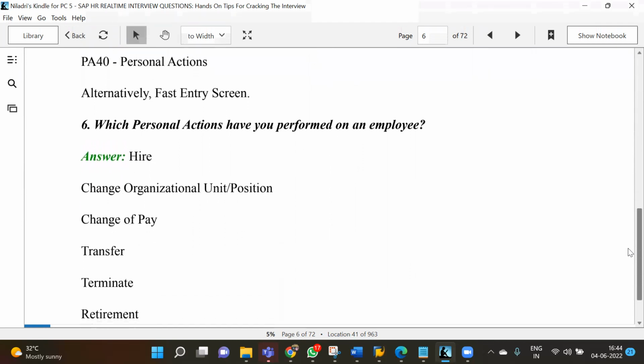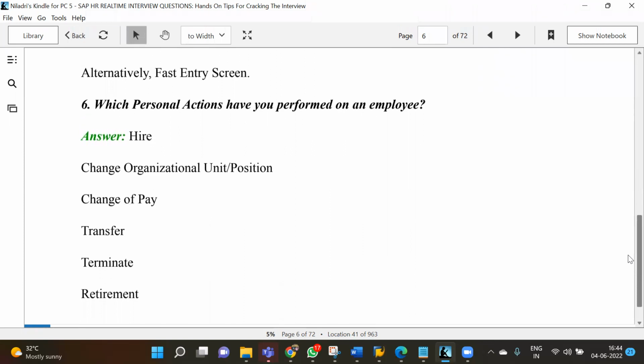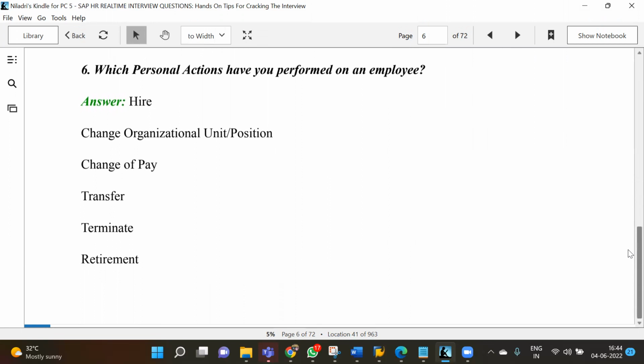The next one is, which personnel actions have you performed for an employee in your HR, or in SAP HCM? So you must have done a lot of things, but these are some of the examples most frequently used, like hiring or appointment, transfer, terminate. So these are the different action types which generally people take. So this is also very useful for you.